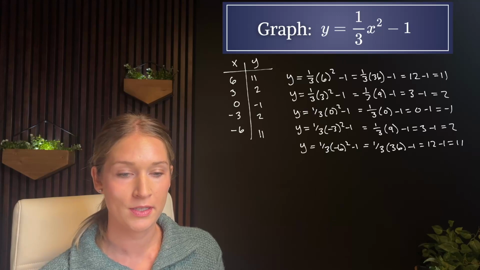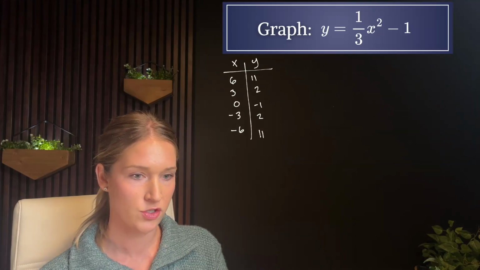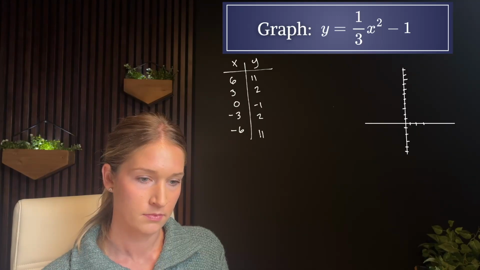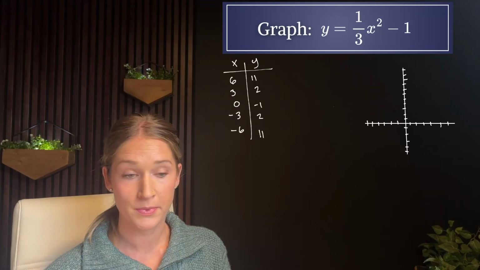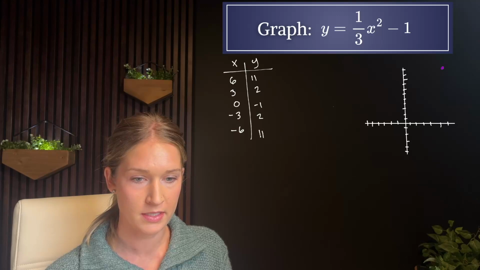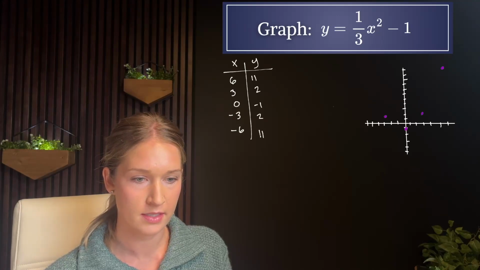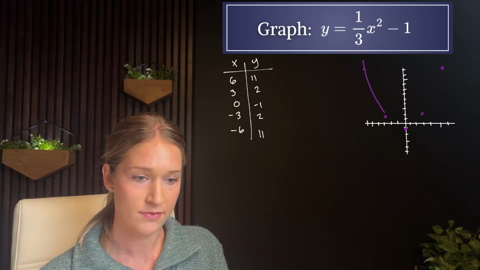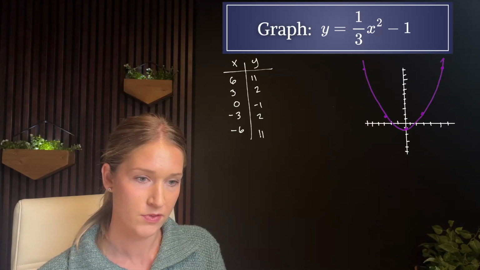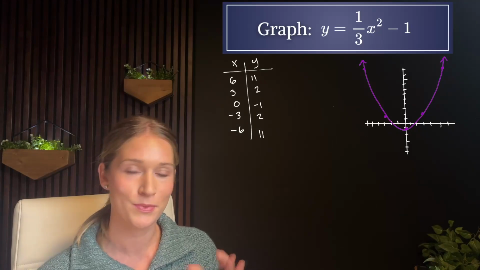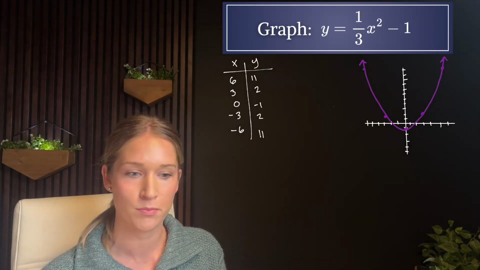So now that I've made my table, let me clear all the work and we will sketch the graph. So I start with 6, 11, that's all the way at the top here, 3, 2, 0, -1, -3, 2, and -6, 11. So my graph definitely looks different than the last few, but remember that we plugged in some larger numbers so that we wouldn't have to deal with those fractions. So we kind of zoomed out and we have a little bit of a different perspective.